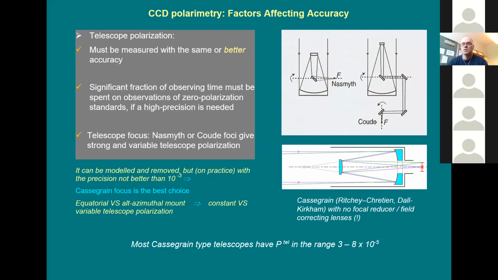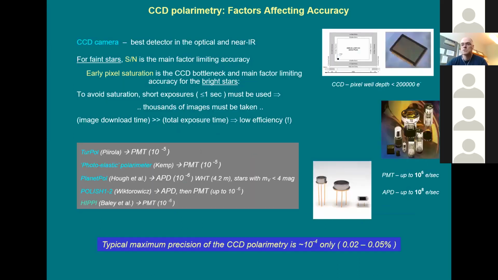The choice between equatorial and alt-azimuthal mounts in principle means the choice between constant and variable telescope polarization angle. With an azimuthal mount, the direction of telescope polarization will change as a sinusoid with the zero angle. Most Cassegrain type telescopes have a telescope polarization significantly less than 10⁻⁴, so for most applications it can simply be neglected. But if your intention is to measure polarization of a program star with accuracy of 10⁻⁵ and better, you must measure this polarization with a significant level of confidence.